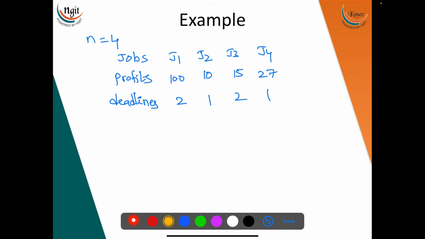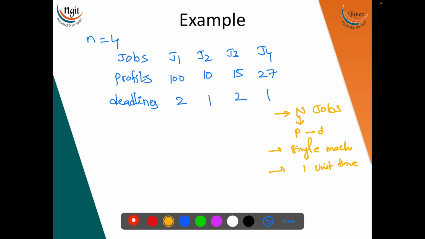Now we'll see an example to understand it in a better way. In the previous slides, we understood a total of 5 points: that we will be given n jobs, each job is associated with a profit and deadline, and we'll use a single machine. Each job will get completed in 1 unit of time. The machine will take 1 unit of time to complete each job.